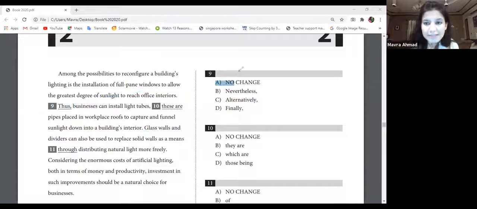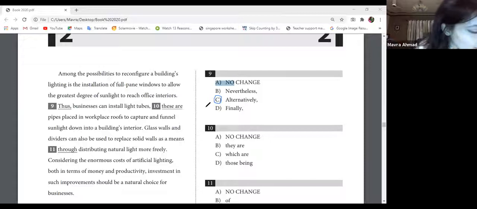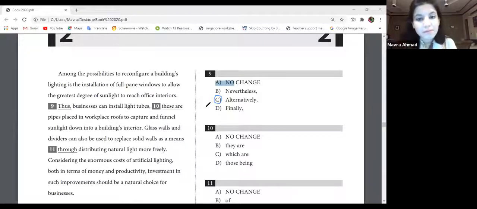So the right answer for us is definitely going to be option C, alternatively, because we are switching from one possibility to another in all of these sentences. We're talking about all the possibilities. So alternatively is telling us about another option that companies could use, and it makes sense, and it makes the most appropriate choice for question number 9's answer.